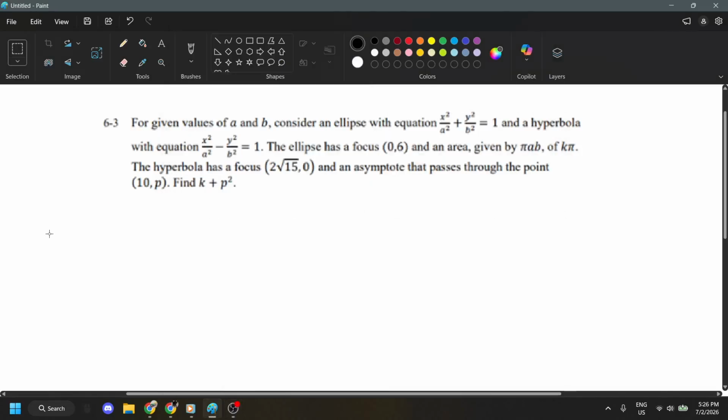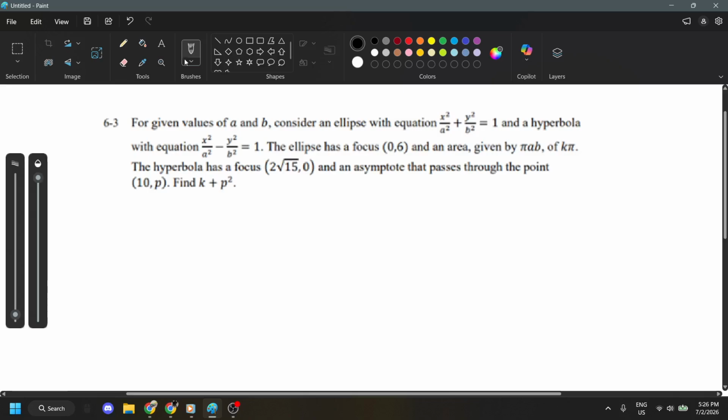Hi guys. Okay, so for given values a and b, consider an ellipse with this equation and a hyperbola with this equation. The ellipse has a focus at (0, 6) and area given by k pi, where the area is pi ab. The hyperbola has a focus at (2 root 15, 0) and an asymptote that passes through the point (10, p). Find k plus p squared. So what we're looking for is ab plus p squared.